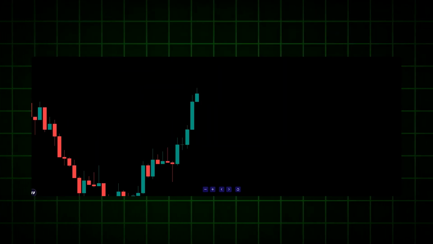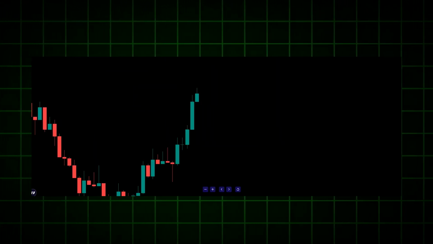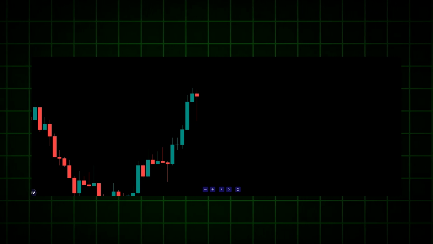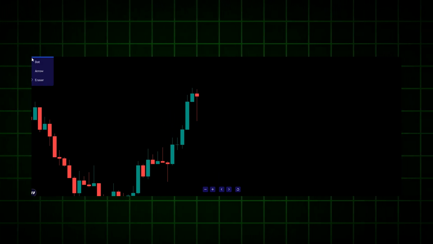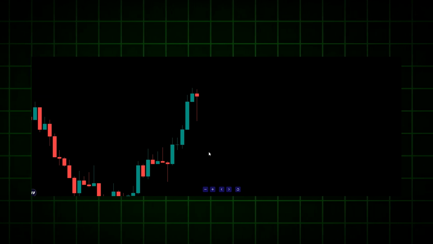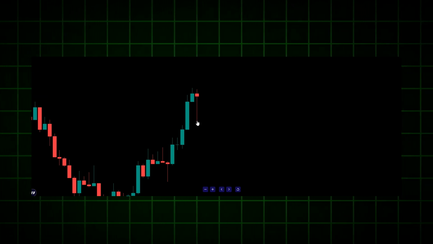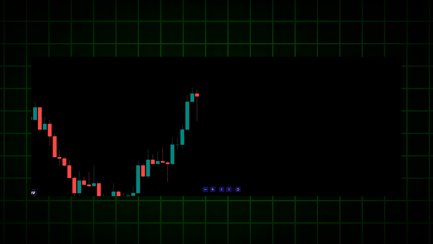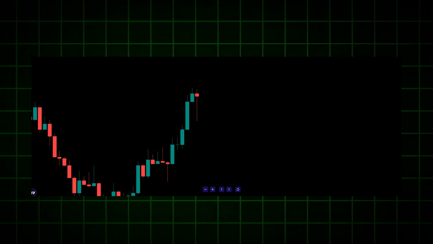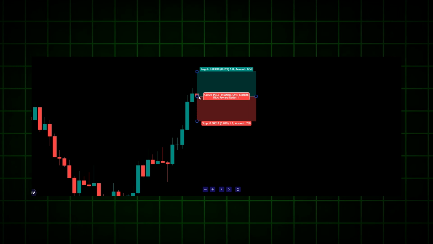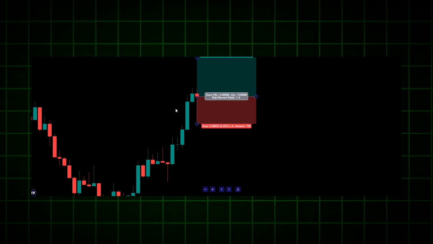Let me explain with an example. As we learned earlier, a bullish pin bar indicates buying pressure. Naturally, after seeing this pattern, one would expect the price to continue rising. However, in this example, we see a bullish pin bar, but the price starts to decline afterward. If you had entered a trade based solely on the pin bar, you would have incurred a loss.